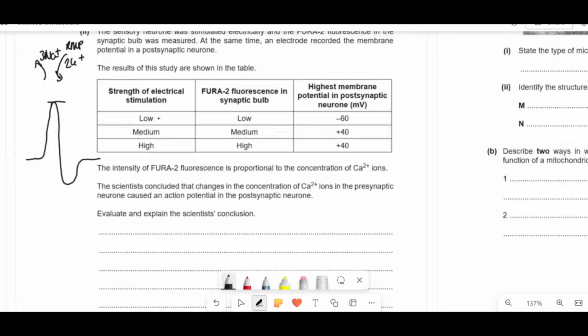So here we can see that when we're stimulating it, we get from negative to positive, so there's depolarization. But when we go from medium to high stimulation, the maximum potential is not changing. So that must suggest that we've hit the highest it will get, which means that must be an action potential, because all action potentials are the same size.